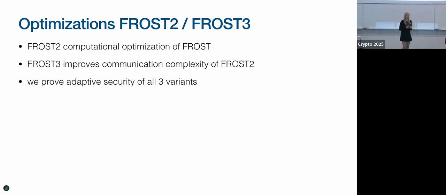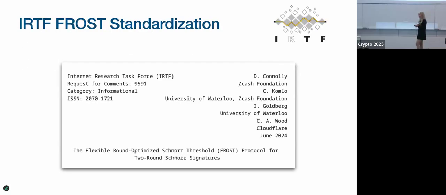We also consider the optimizations FROST2 and FROST3. FROST2 is a computational improvement on FROST, so it reduces the number of hashes required from t to 1. And FROST3 actually improves on FROST2 in terms of bandwidth. And in this work, we prove the adaptive security of all 3 variants. FROST is widely used in practice and is also undergoing some standardization efforts. It recently became an RFC through the IRTF, and my co-authors and I will also be part of a team submitting FROST to the NIST call as well.